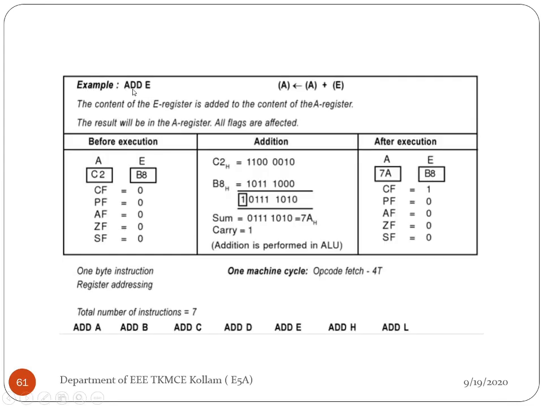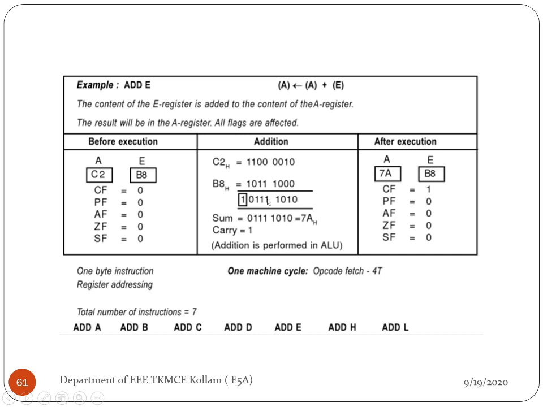Here the example is ADD E. Whenever this instruction is executed, the content of the E register is added with the content of the accumulator and the result is saved in the accumulator. All flags are affected. Let's assume the initial content of the accumulator as C2 and the initial content of the E register as B8, and all flags are initially assumed as zeros. When we are performing the addition, C2 we can convert into binary like this, B8 we can convert into binary like this.